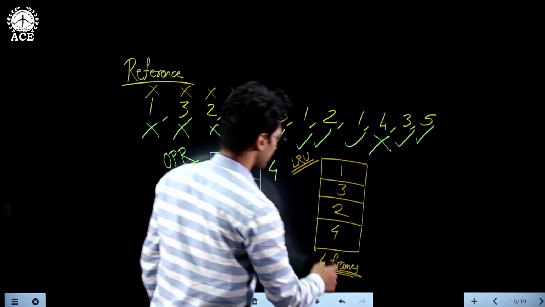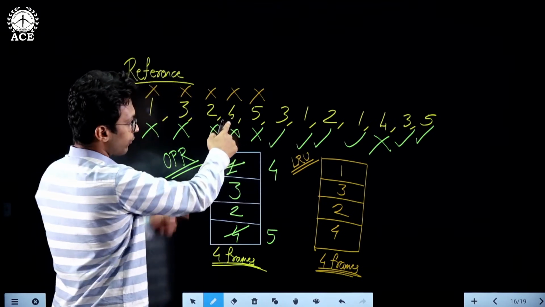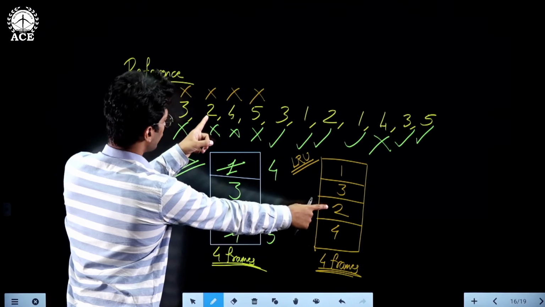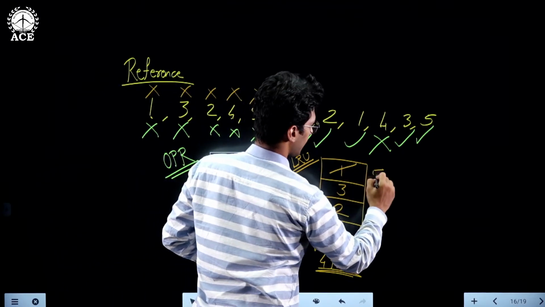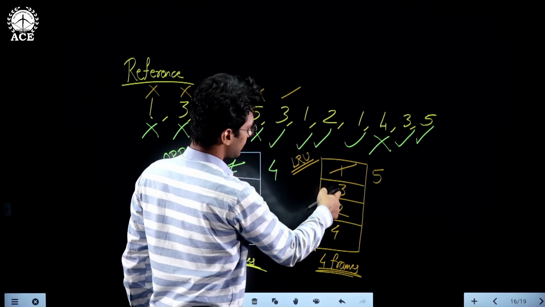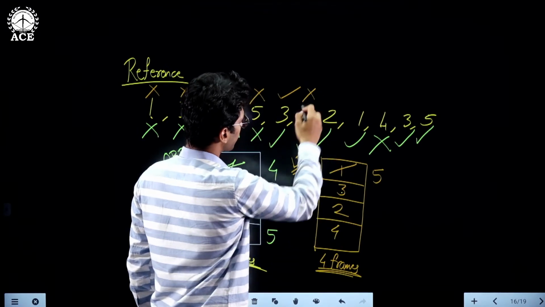If you look at previous history, where are we right now? We are at 5, isn't it? 4 recently used, then 2, then 3. Okay, 1 is least recently used. Replace 1 with 5. I hope you have got this one now. Okay, 3. Now 3 hit. 3 is there, hit.